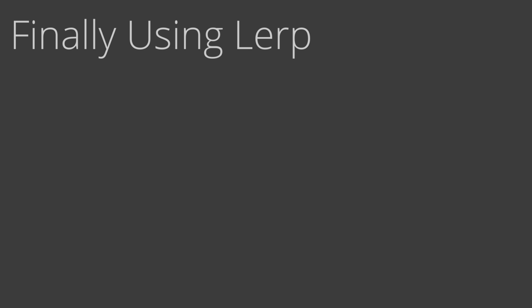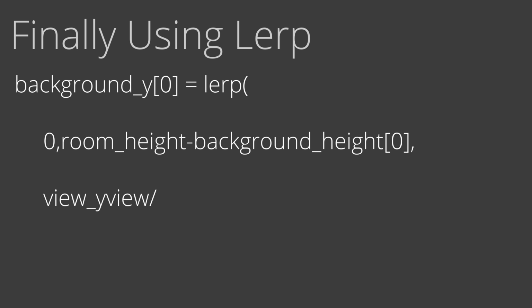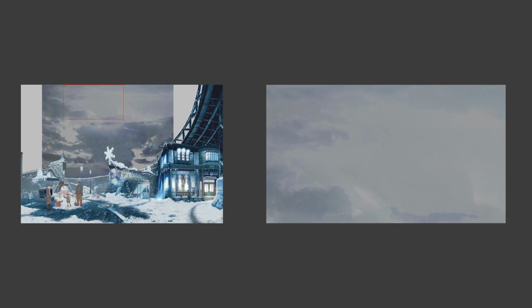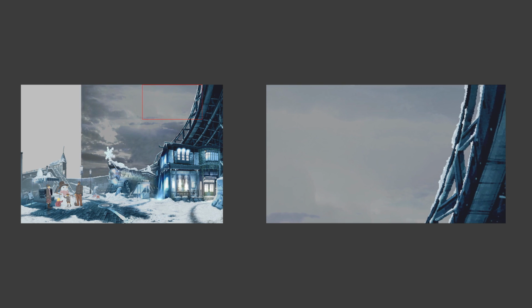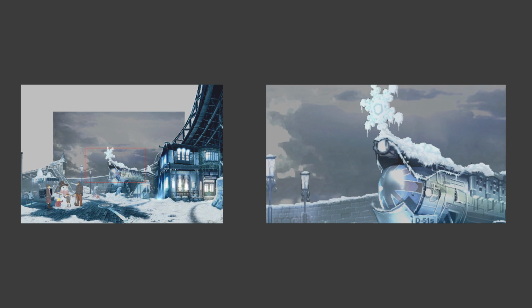Now, we can do the exact same thing for the y values, just using the appropriate y and height variables in place of x and width. Background y 0 equals Lerp 0, room height minus background height, 0, view y view divided by, in parentheses, room height minus view h view. Now as we move our view, the background also moves to the appropriate position, and when the player is looking at this through the view, it will create a very convincing illusion of depth.